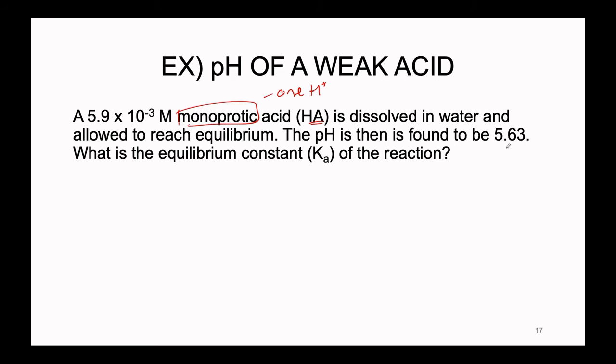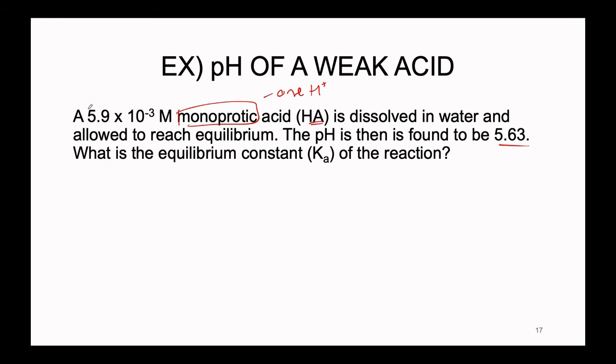The pH is then found to be 5.63. What's the equilibrium constant for this reaction? Now, this type of problem, fundamentally, we will be setting up very similarly to the problem that we solved for the Kw, the equilibrium constant for water. We used the pH to find equilibrium concentrations. We're going to do the same thing here.